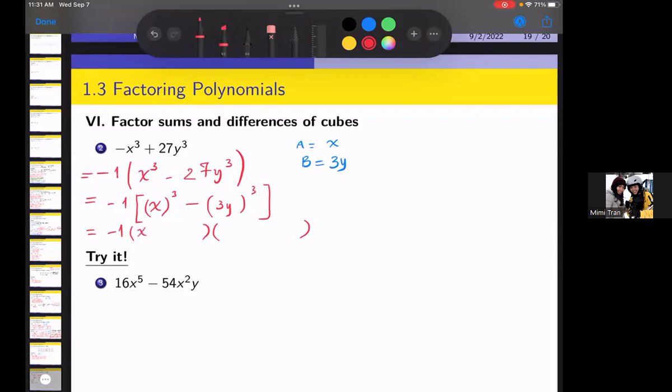So A is x, B is 3y. x times x is x squared. 3y times 3y is 9y squared. x times 3y is 3xy. And then same again, ignore the -1. Just bring it out. Same, opposite, always positive.